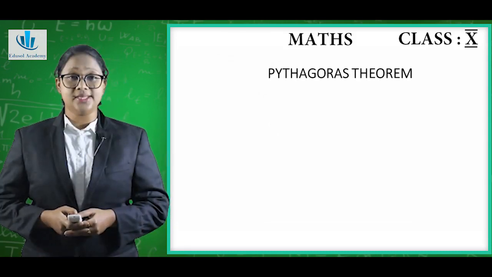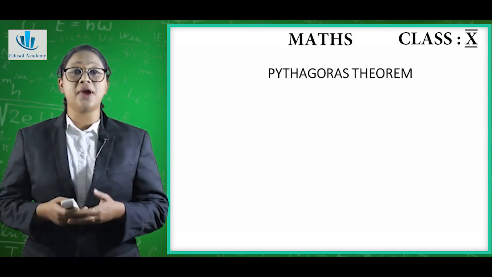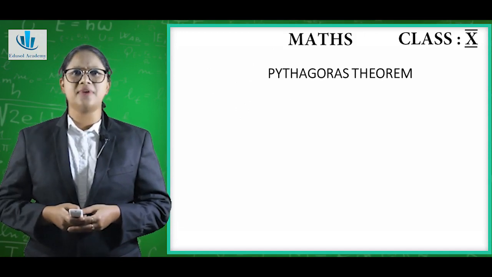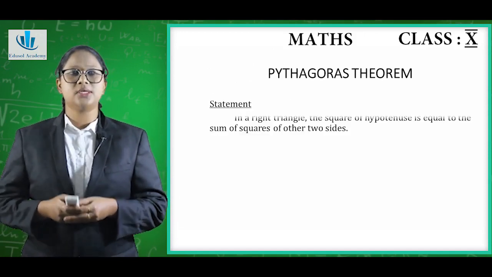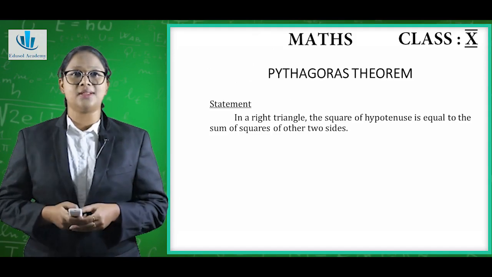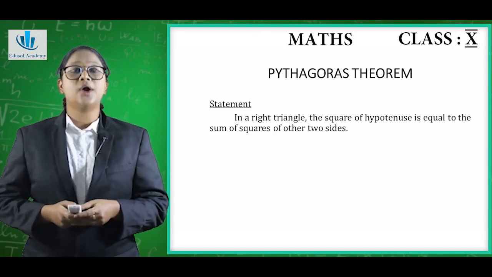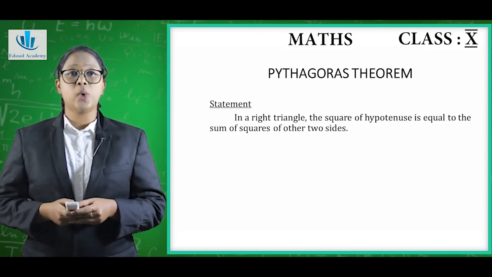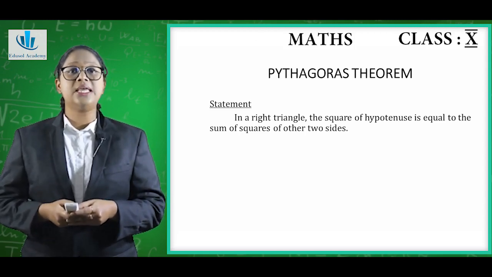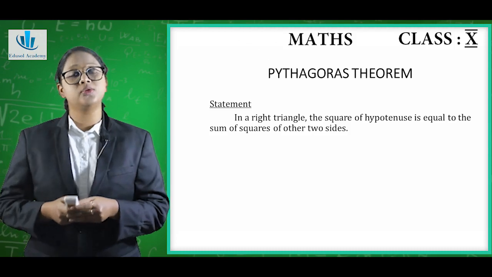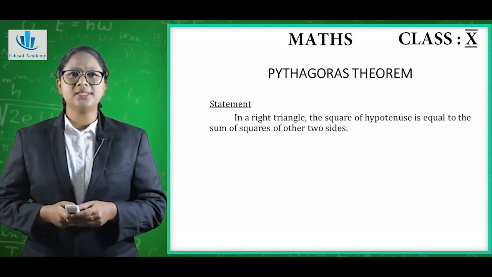Let's move on to the next topic, the famous Pythagoras theorem. Everyone is familiar with that. Let's have a look at the Pythagoras theorem in detail. So Pythagoras theorem states that in a right triangle, the square of the hypotenuse is equal to the sum of the squares of the other two sides. Simple as such, right?